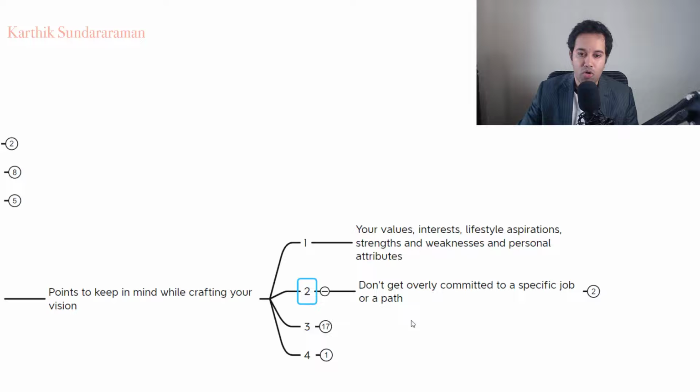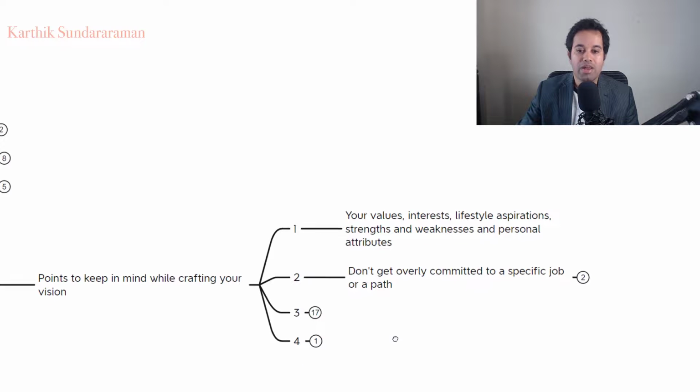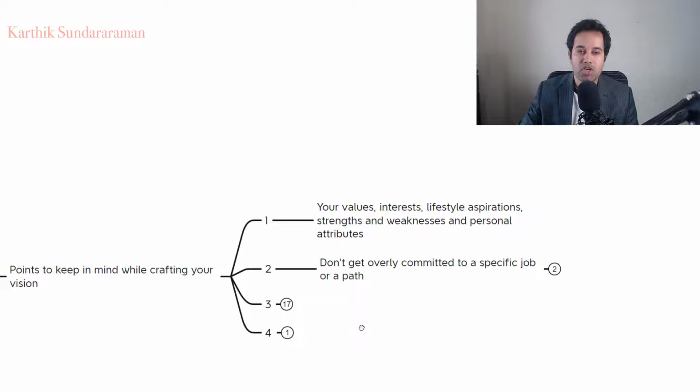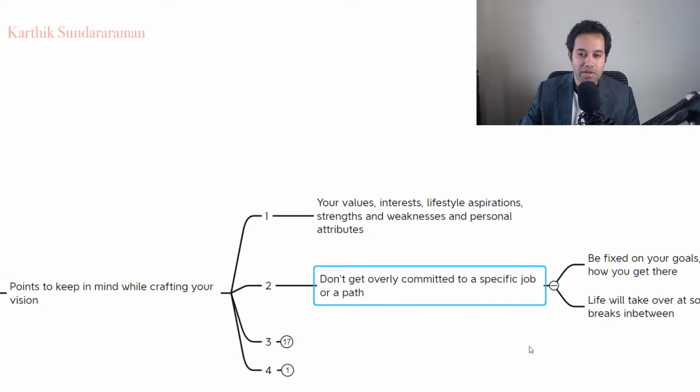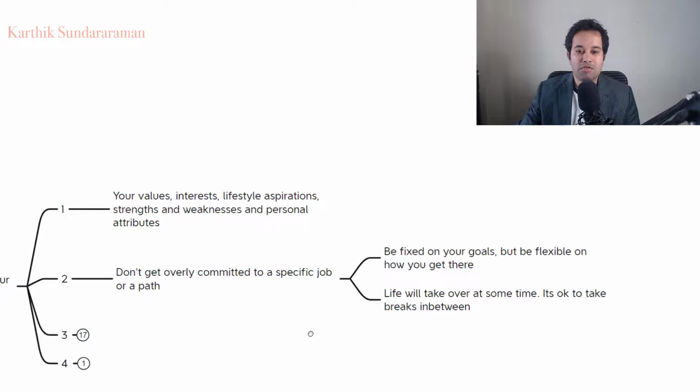All right. So the second point is, don't get overly committed to a specific job or a path. While trying to create a vision, you might have a certain liking now, but to achieve that bigger vision, you might want to change the industry you're working in, change the job role, or work for a different organization altogether. So you should not be overly committed to a specific job or a path. The reason being, you can always be fixed on your goal, but be flexible on how to reach there.